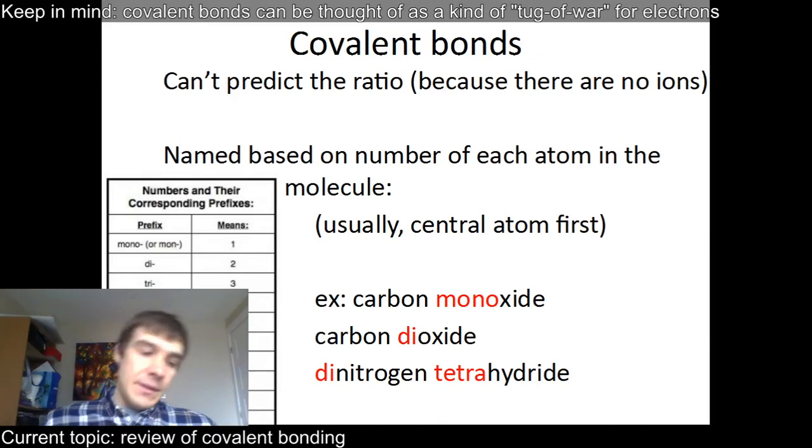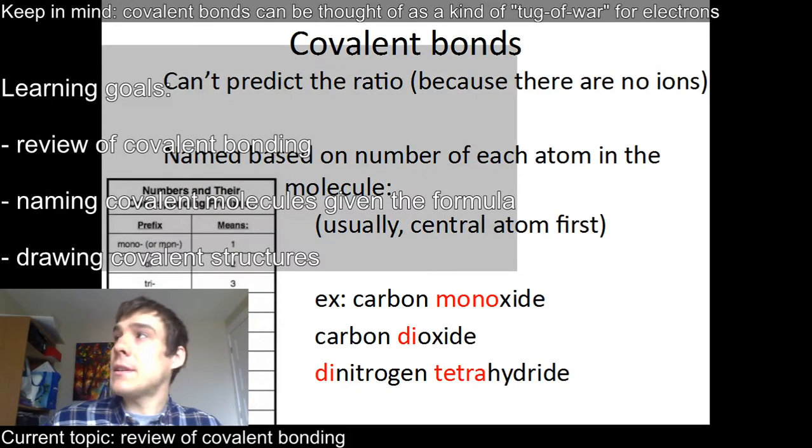Grade 11 Chemistry. This is video number 5. We are talking about covalent bonds today. Here's what we're going to talk about. First, we're going to review what covalent bonding is. Then we're going to talk about naming covalent molecules given their formula. And then we're going to draw some covalent structures. So not a lot of knowledge today, but a lot of thinking kind of stuff.